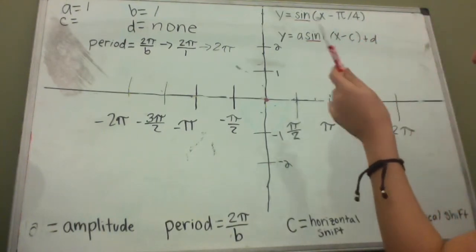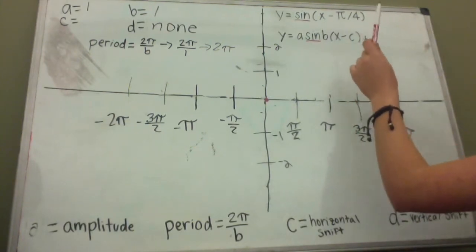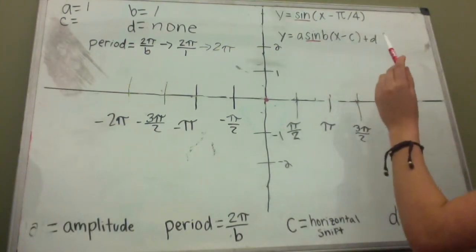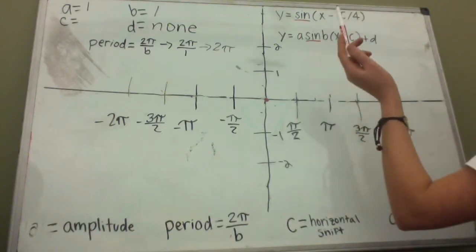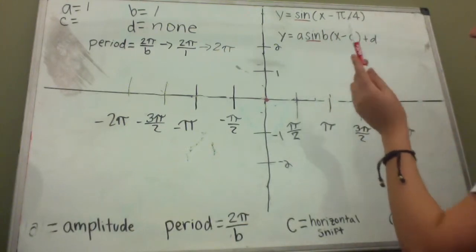So, since we have a vertical shift, no, okay, just cut out that part. Okay. Okay, so since we have a horizontal shift of pi over 4. Wait, is it pi? I want to say the wrong. Okay. Yeah, it's pi over 4.